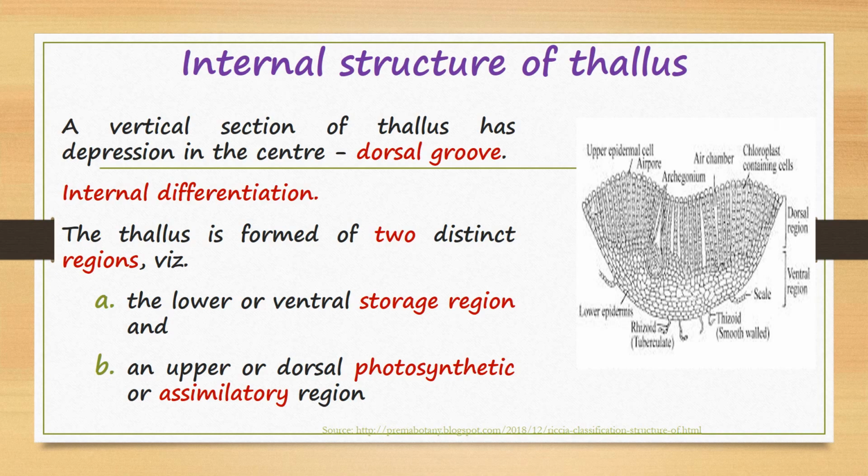Now let's start with the internal structure of Riccia thallus. The vertical section of the thallus shows an outline with a depression in the center, termed as the dorsal groove. Externally, the thallus looks simple, but shows a slight internal differentiation. The thallus is formed of two different regions. The lower one, that is the ventral, is the storage region, and the upper or dorsal is photosynthetic. It is also called the assimilatory region.